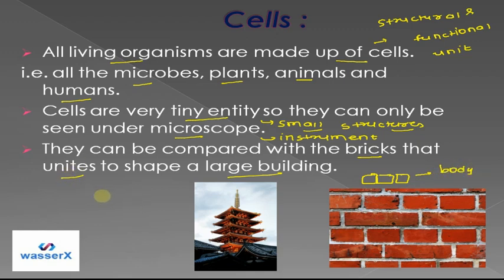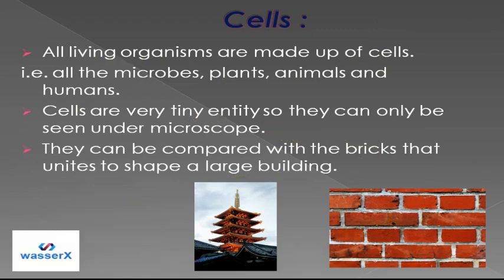You must be knowing the sequence that different cells unite together to form a tissue. Different tissues unite together to form an organ and different organs unite together to form a body. So this is how cells are the basic structural and functional units, or they are the building blocks of our body, and this applies for all the living organisms.